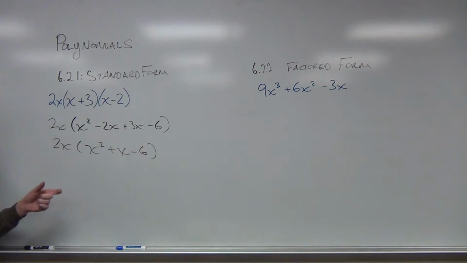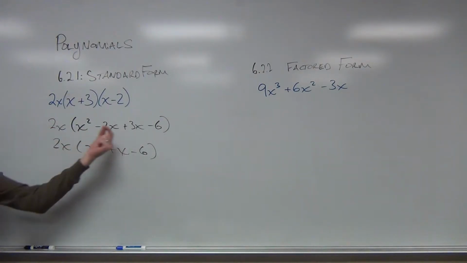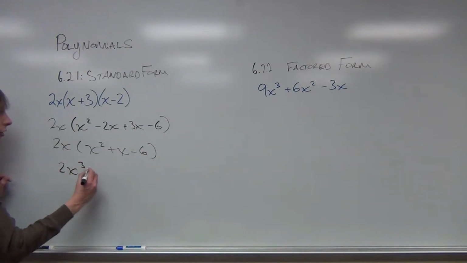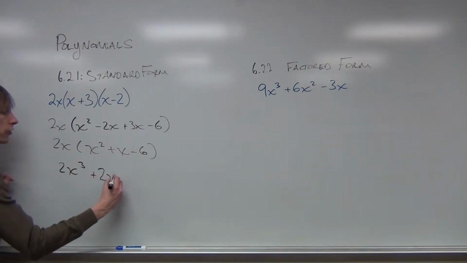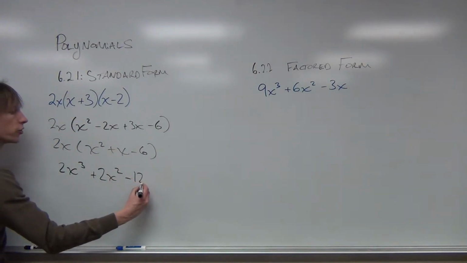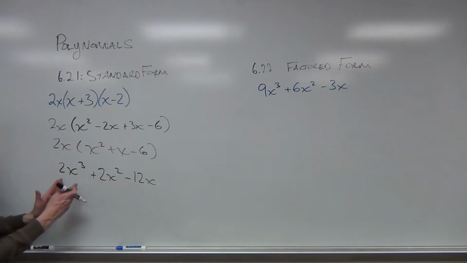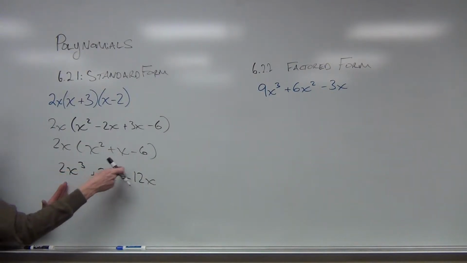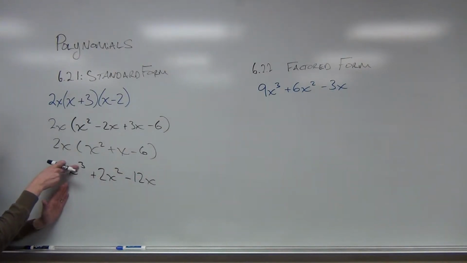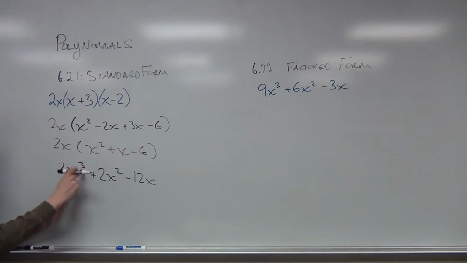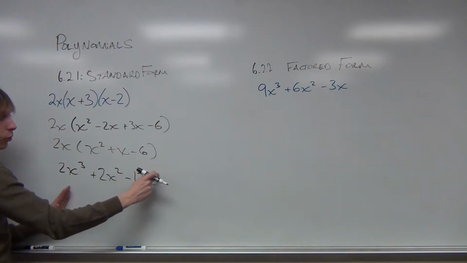Combining my like terms, I have this trinomial. This 2x is still on the outside, but what I want to do is distribute that into every term in here. That gives me 2x to the third power plus 2x squared minus 12x. And now this polynomial is written in standard form. It's standard form because the lead exponent, the highest exponent, is listed first, and then it's in descending order. So we have a power of 3, a power of 2, and a power of 1.